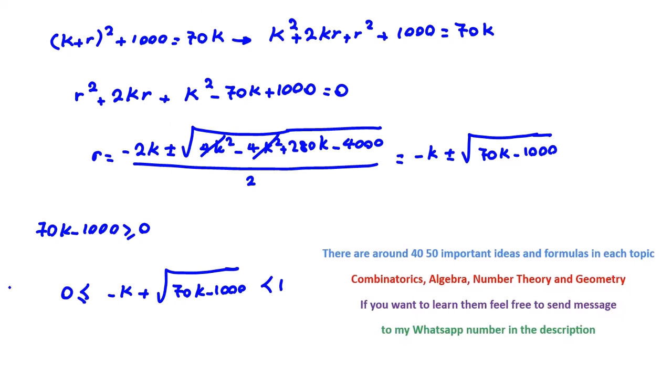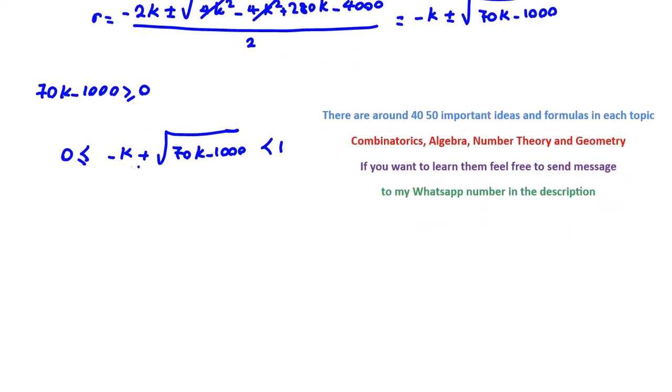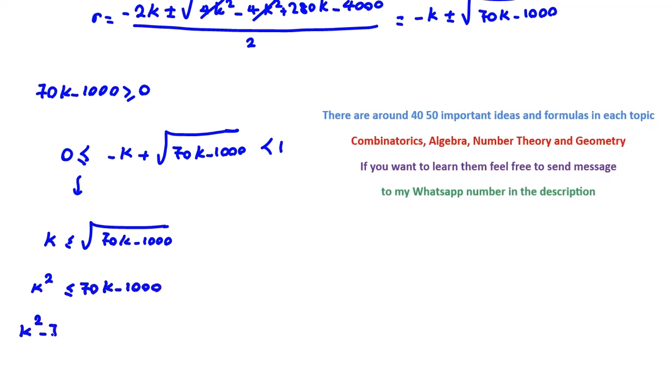Okay, let's try to analyze this part. Here we first want to work on this part. k is less than or equal to the square root of 70k minus 1000. So here we raise both sides to the power of 2: k squared less than or equal to 70k minus 1000. Then it will be k squared minus 70k plus 1000 is less than or equal to 0. So try to analyze this part.